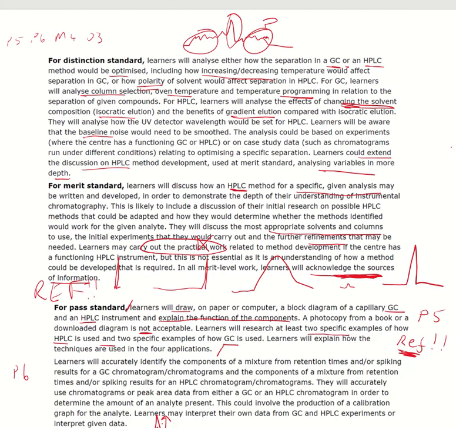What else do we got? Analysis can be based on experiments where the centre has a function in GC or HPLC. Again, no chance of that. Or on case study data. So you can probably find some research carried out on the internet for that. All of it's just to do with how would you optimize either the GC or the HPLC, to choose one of them.